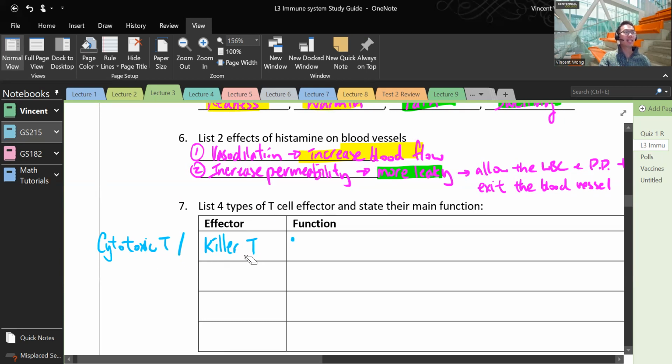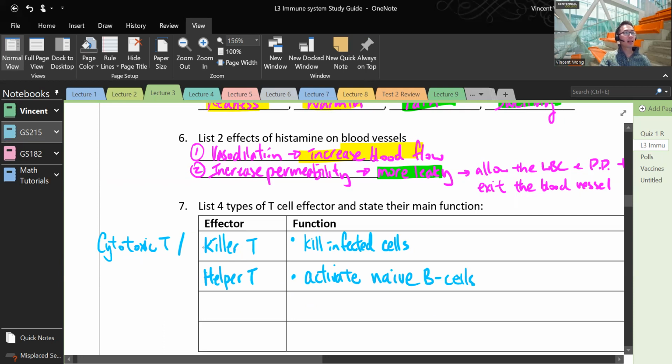The function of the cytotoxic T cell is to kill infected cells again. So it overlaps a little bit with the NK cells, but this one is a little bit more specific. Here it says there is the helper T cell. And what does the helper T cell do? The helper T cell is going to activate naive B cells.